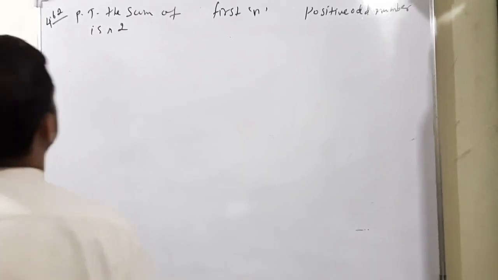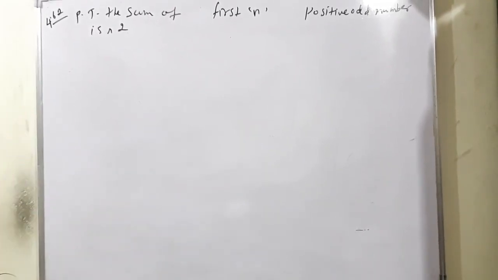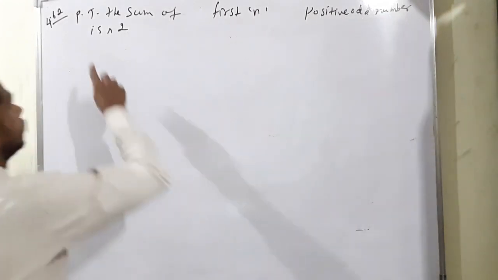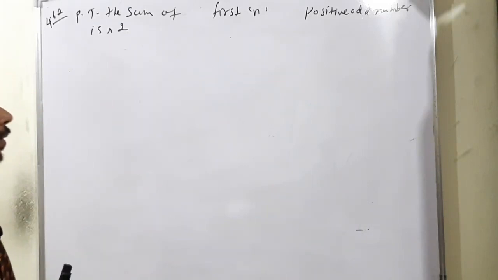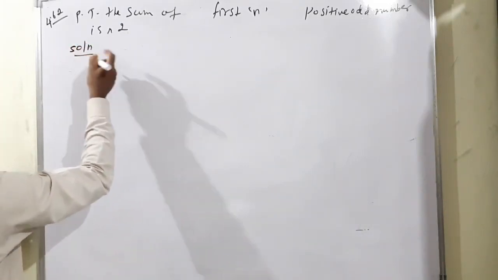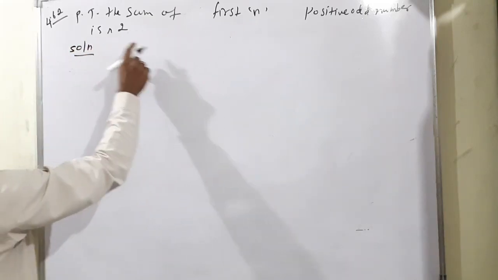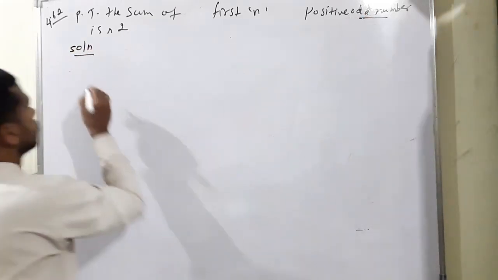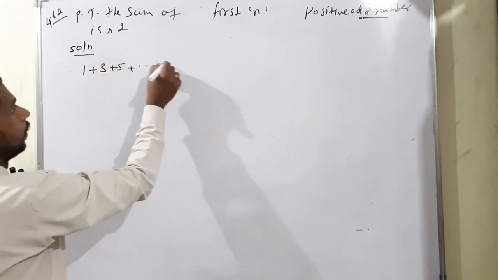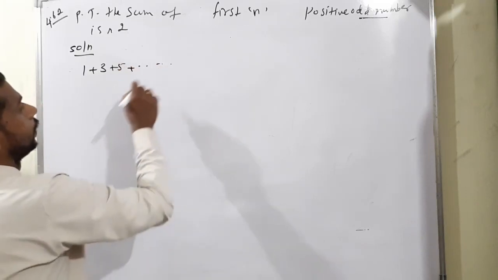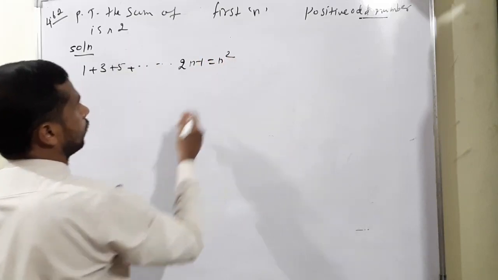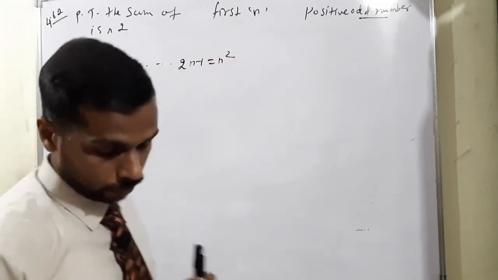Moving to example 4.62. Question: prove that the sum of first n positive odd numbers is n square. Okay, positive odd numbers. Solution: look at this, first n odd numbers, isn't it? So odd numbers means 1 plus 3 plus 5 plus dot dot dot. We can write the series as 2n minus 1 is equal to n square. Why am I writing 2n minus 1?